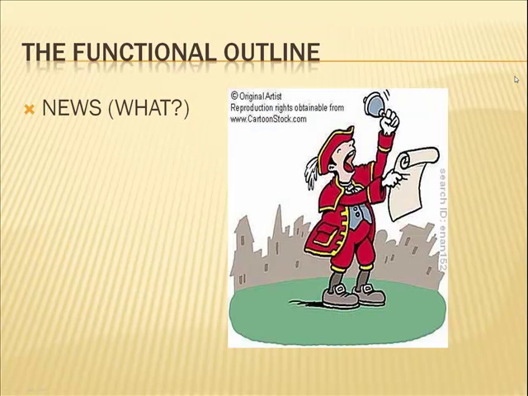The first component of the functional outline is the news. The news is the what of your correspondence, the purpose. Are you informing, requesting, or persuading? The purpose of your memo or letter or email must be stated right away. Well, unless it's bad news, and then you might say something nice before you hit the reader with the bad news.